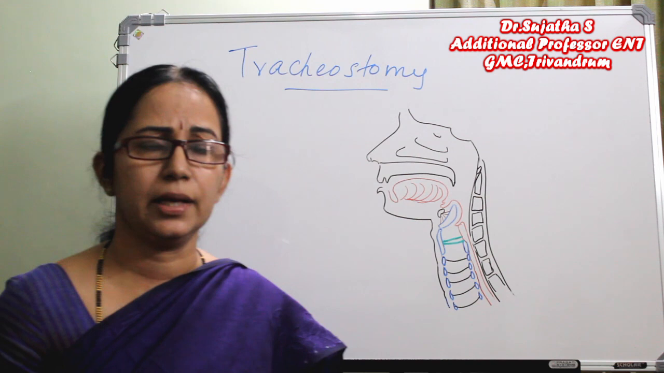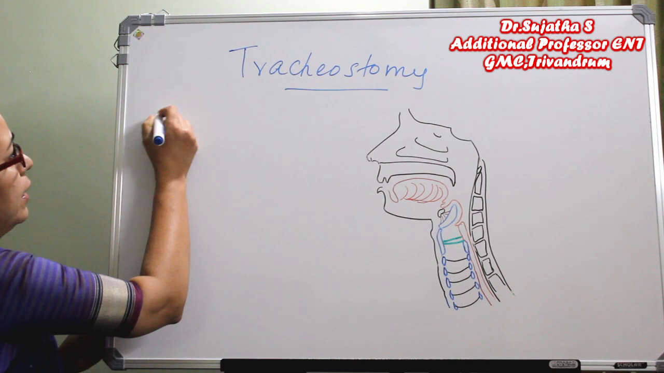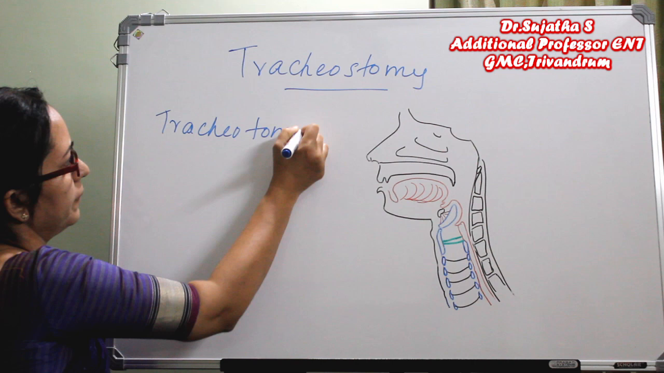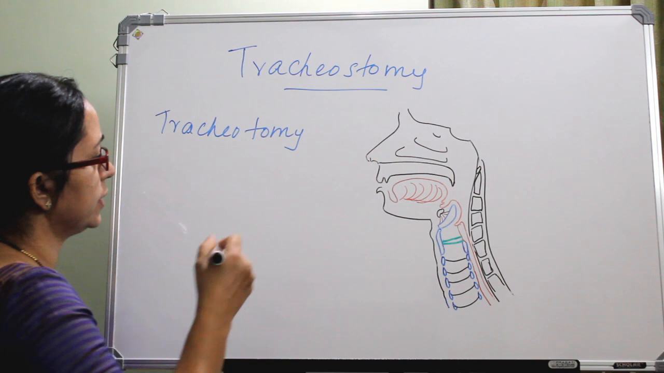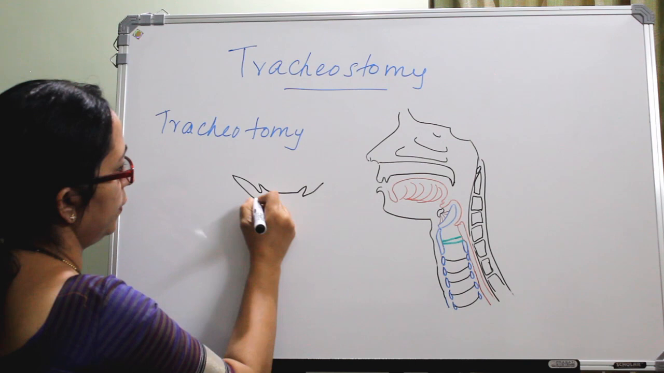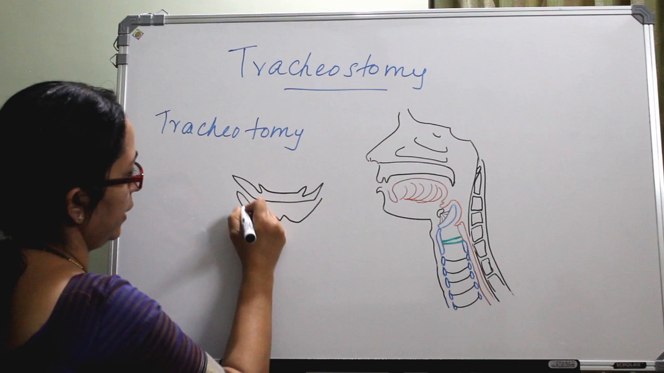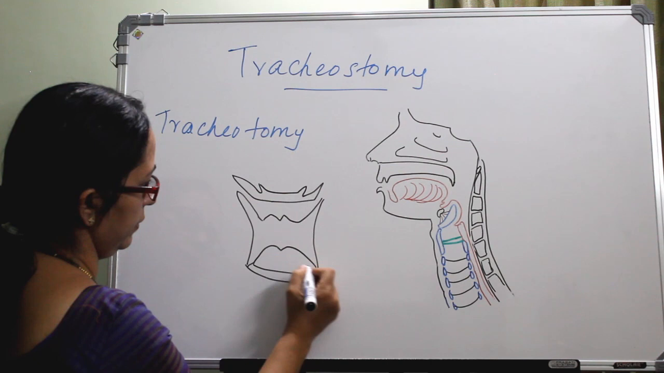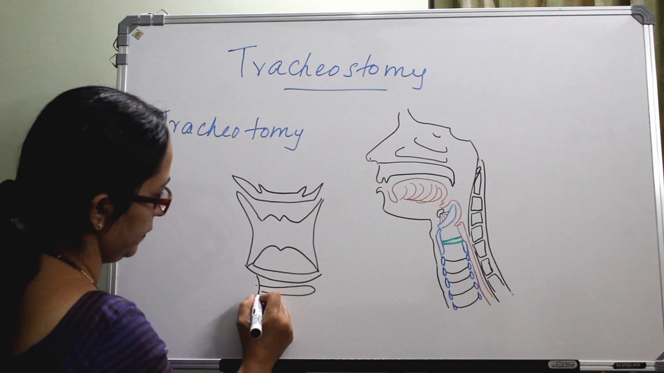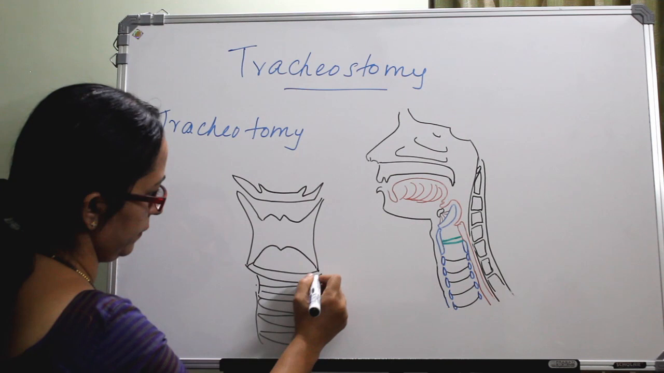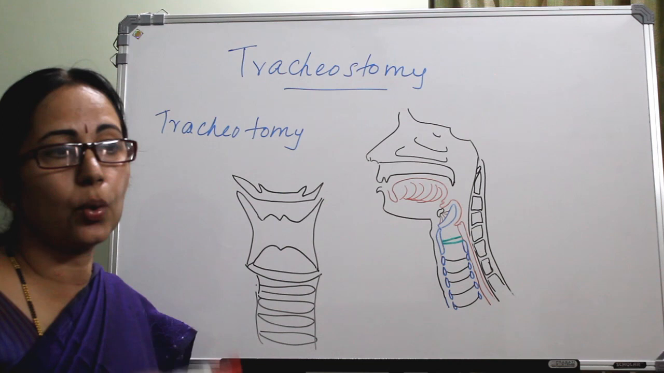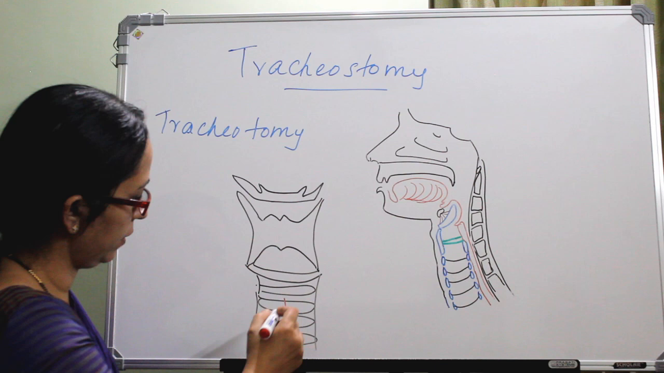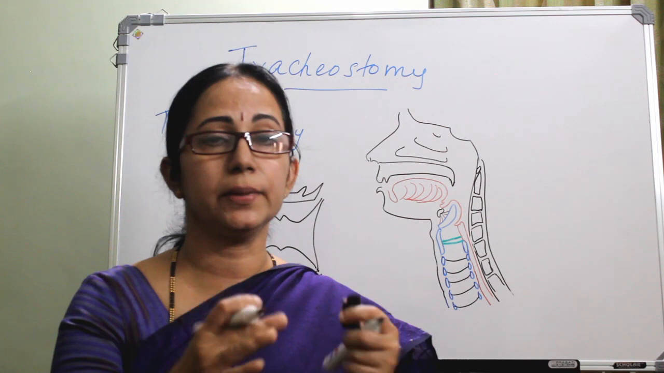What is a tracheostomy? Is tracheostomy the same as tracheotomy? Another word, tracheotomy. Are both the same? Here is the hyoid bone, then the thyroid, then the cricoid, then the tracheal rings, first, second, third, fourth. This is the anterior, frontal view. If you are just making an opening in the trachea, that is tracheotomy. Otomy means making an opening.